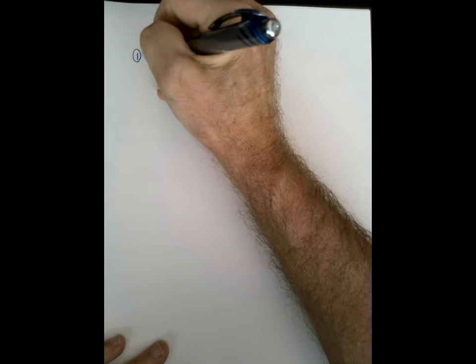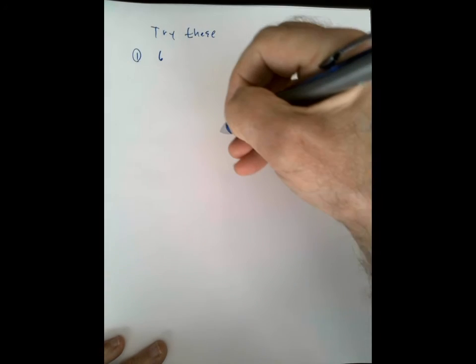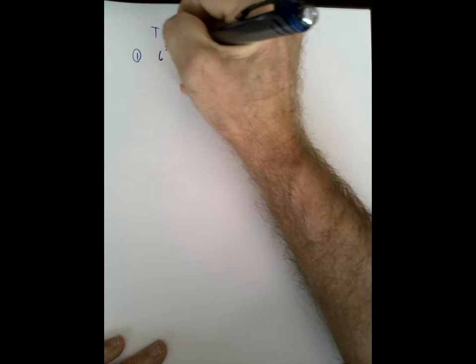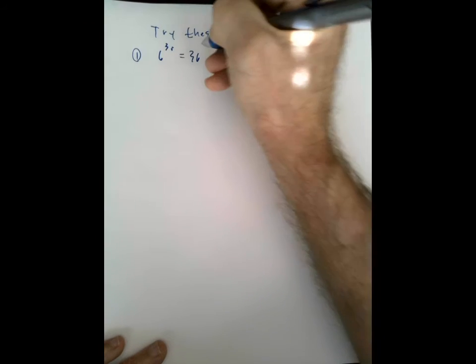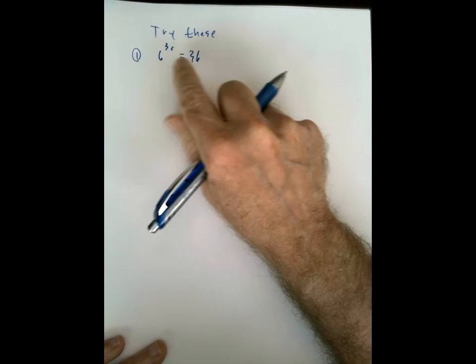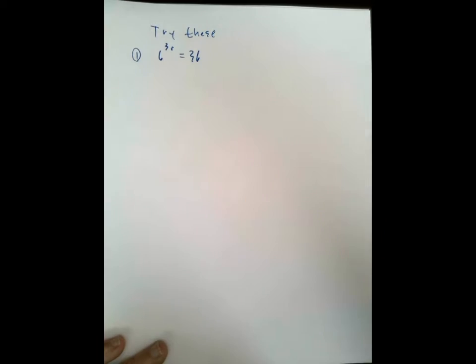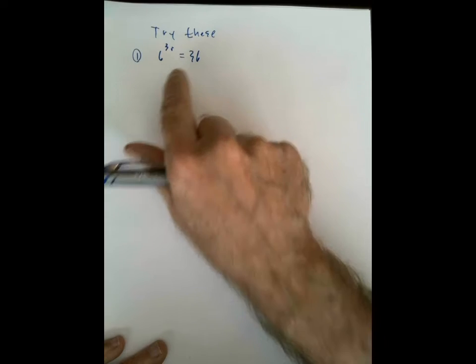So let's see. Number 1: 6 to the 3r is equal to 36. Try that one out. That one you might notice, here's a tip, 36 can be written as a power of 6. So that one's got a shortcut because we can write these as a common base.